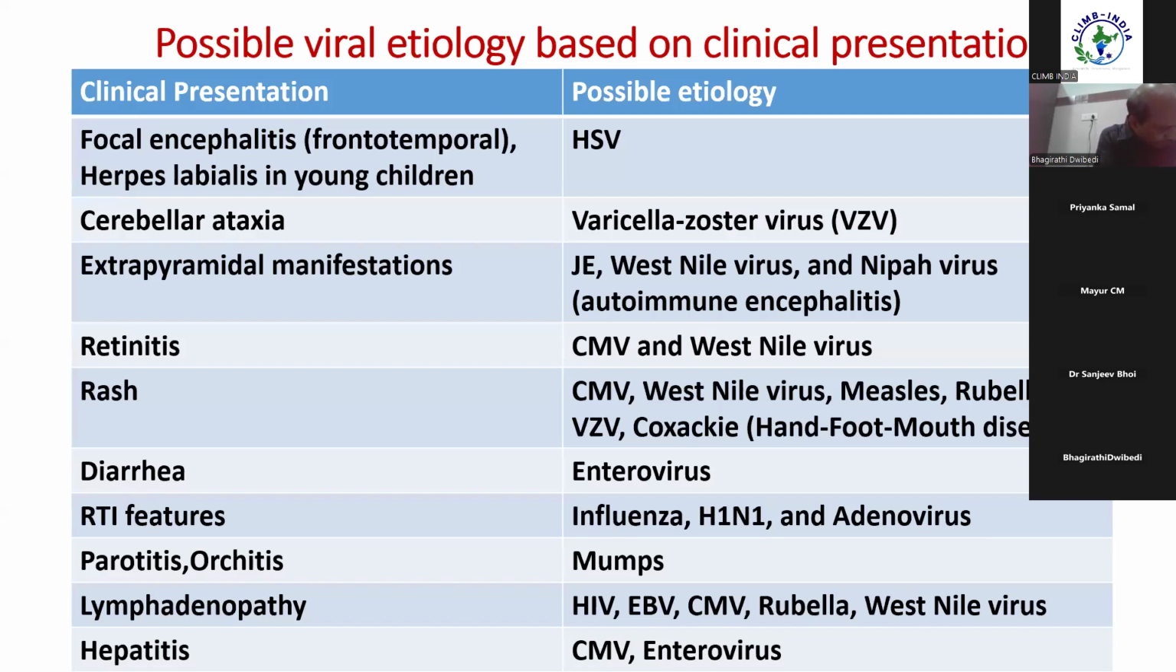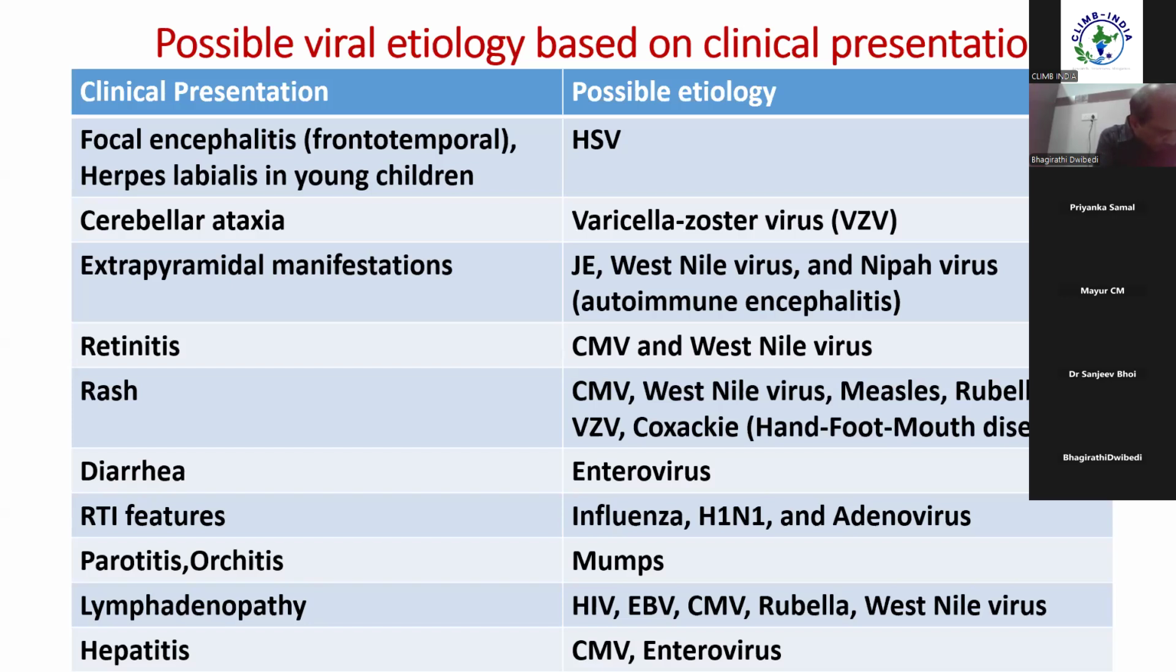Here we can get some clues from the type of presentation and what type of virus it can be. Many times, if infection is because of herpes simplex virus, we can get focal encephalitis, mostly involving the frontotemporal zone, especially in young children. And sometimes herpes labialis can be a possibility, because a recurrence of herpes labialis, which can have a latent infection, can exacerbate and cause encephalitis also. And in case of varicella zoster, we can get cerebellar ataxia as a feature. Extrapyramidal manifestations can be seen in case of Japanese encephalitis, rotavirus, or Nipah virus, or sometimes in case of autoimmune encephalitis also. Retinitis in case of CMV, and rashes can be possible in case of CMV, West Nile, measles, rubella, varicella zoster also.